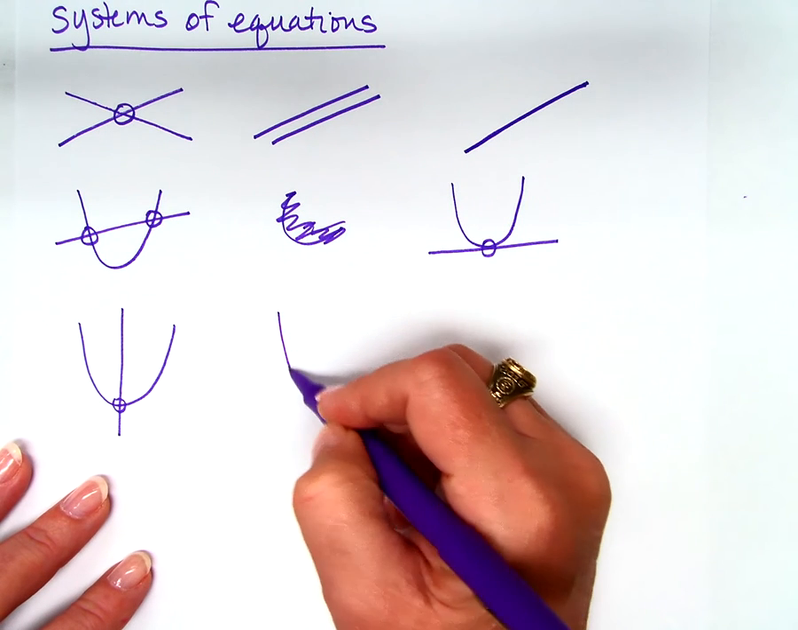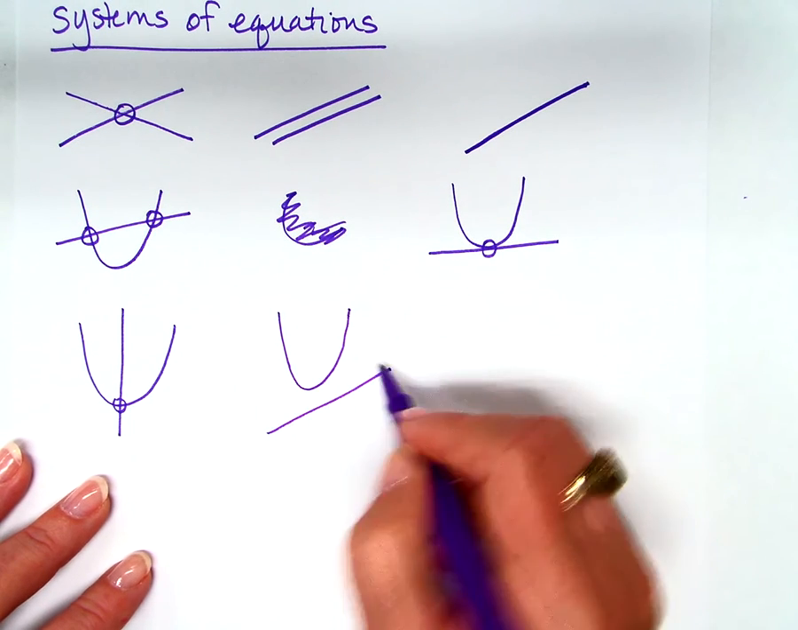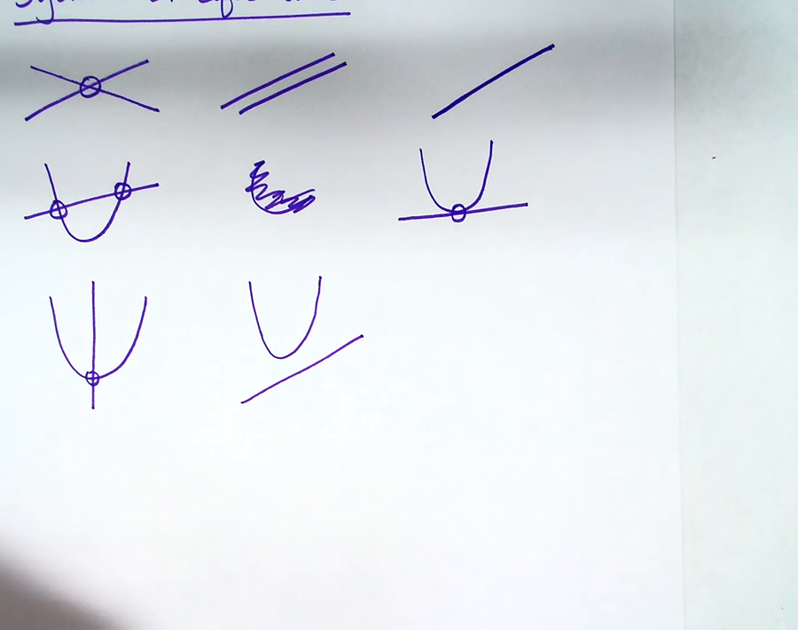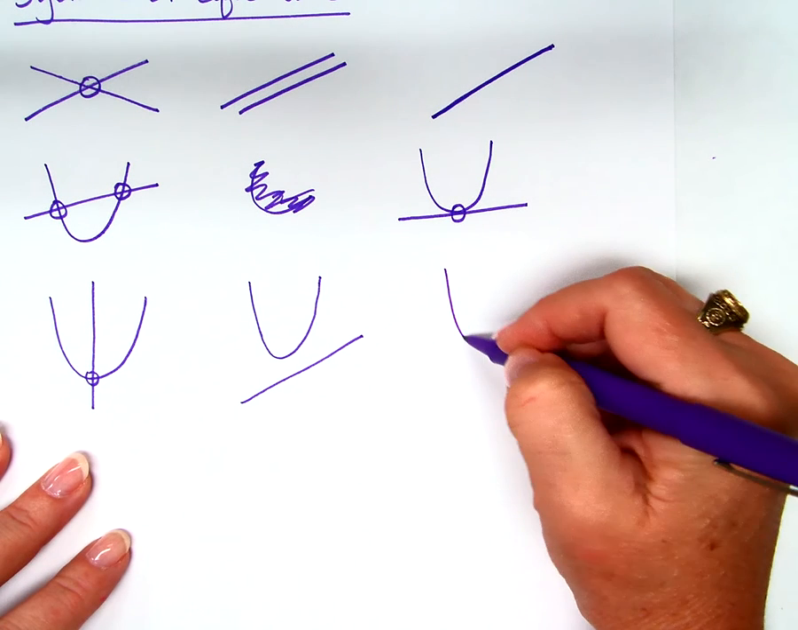Parabola and a line. How many solutions there? 0. Doesn't even touch. Okay. What if, dun dun dun, I have two parabolas? What possibilities do we have then?